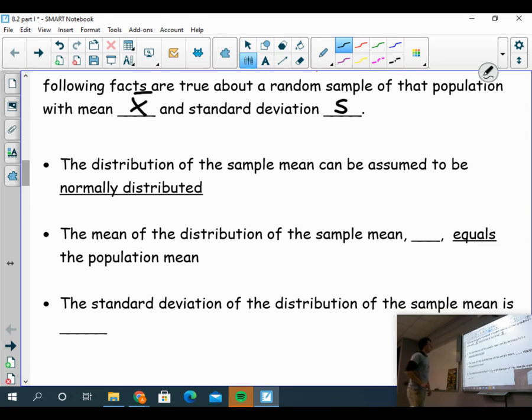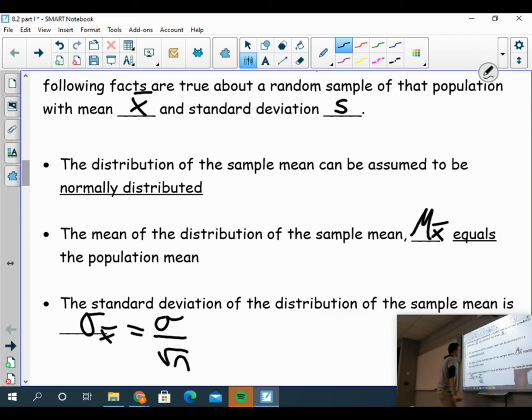So the distribution of the sample mean can be assumed to be normally distributed. The mean of the distribution of the sample mean, mu of x bar, equals the population mean. And the standard deviation of the distribution of the sample mean is sigma of x bar. Okay, so go ahead and write this down. Pause it, write it down. Then come back, and we'll go ahead and talk about it.